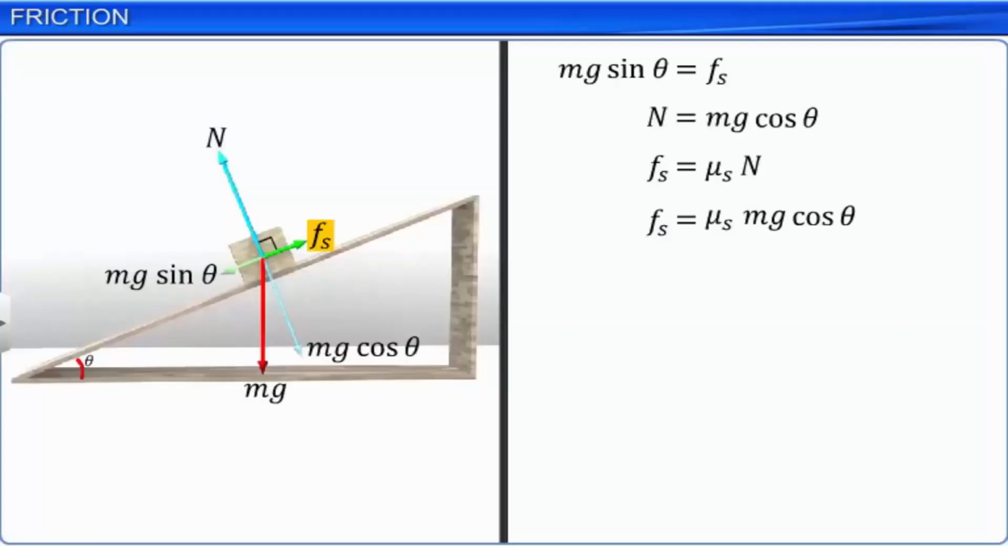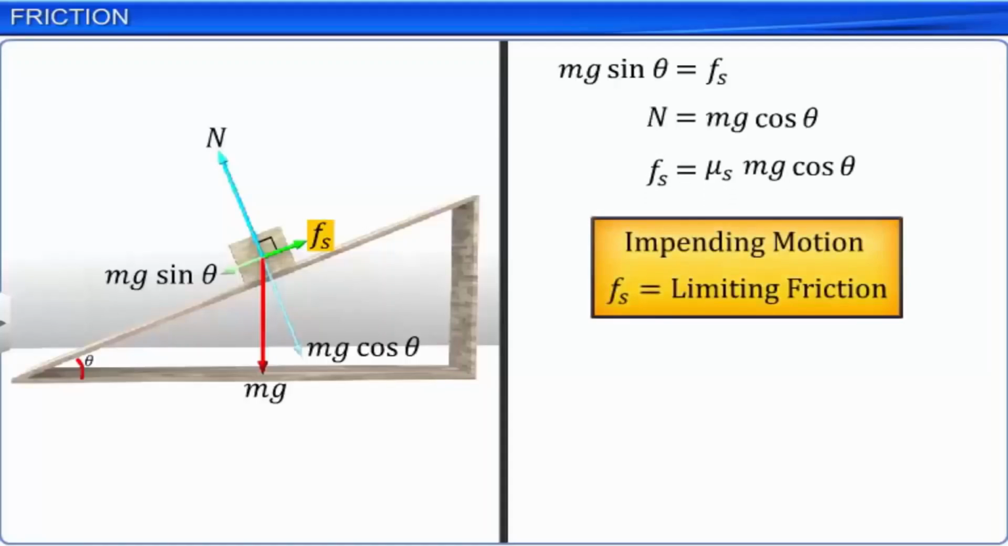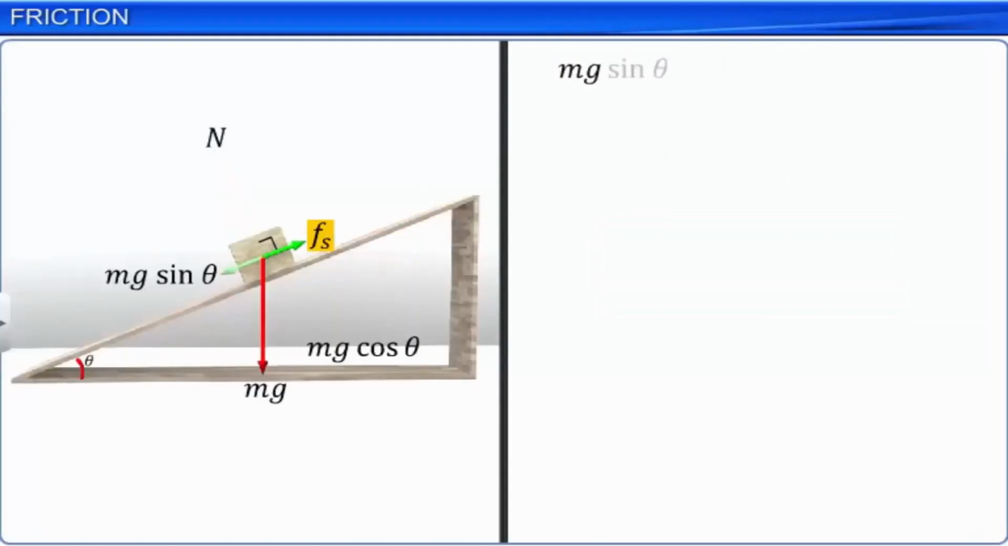At this maximum value of theta, the block tends to move down the plane and experiences impending motion. Then the friction is limiting friction. In this case, mg sin theta max is equal to Fs max, which implies mg sin theta max is equal to mu s mg cos theta max, which gives tan theta max equal to mu s on simplification.